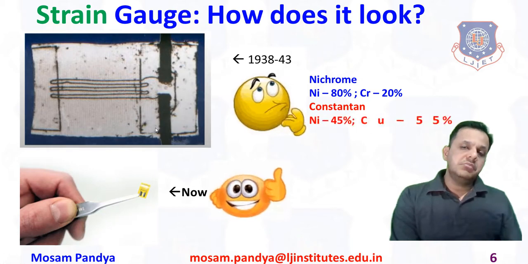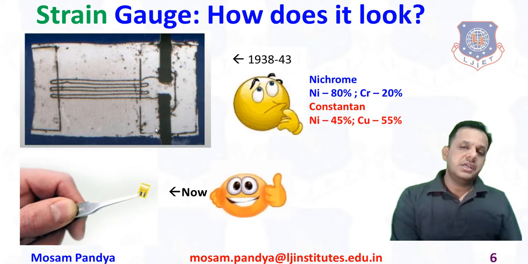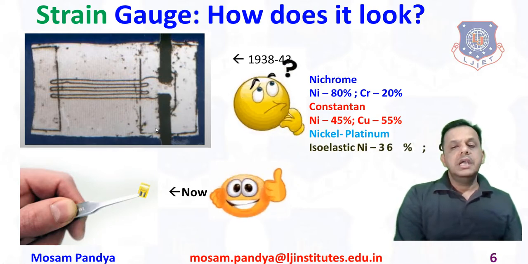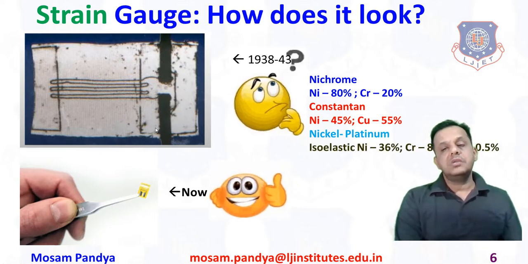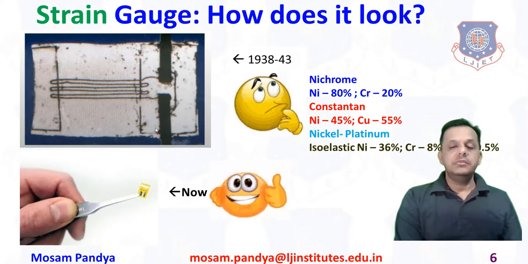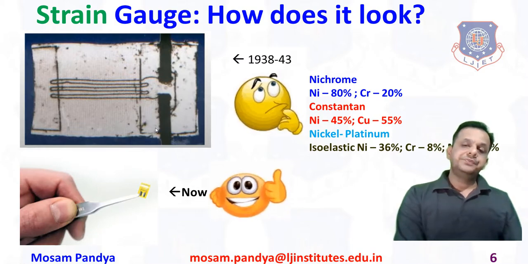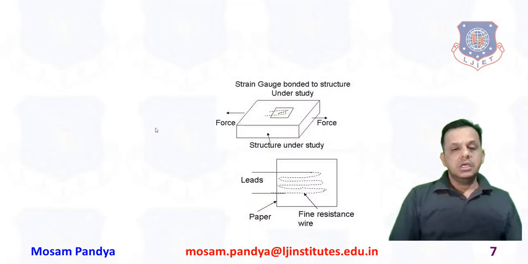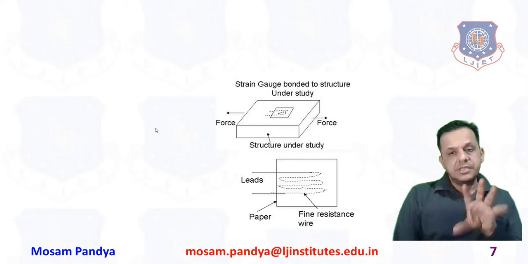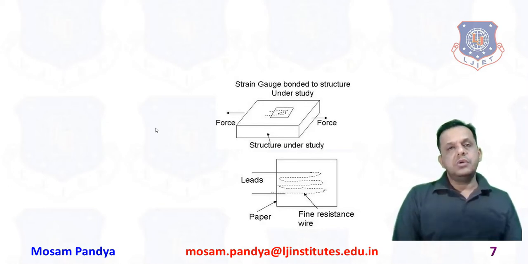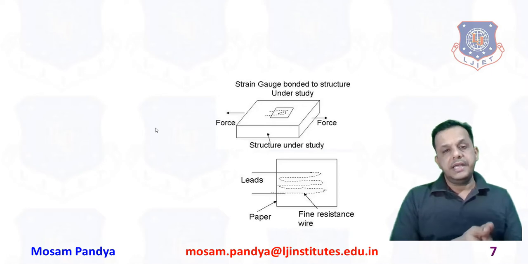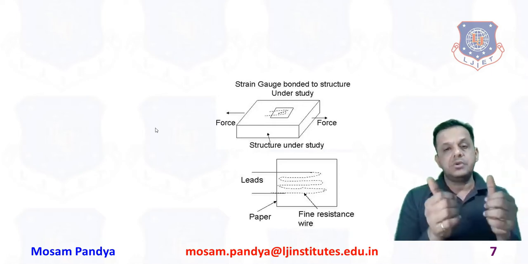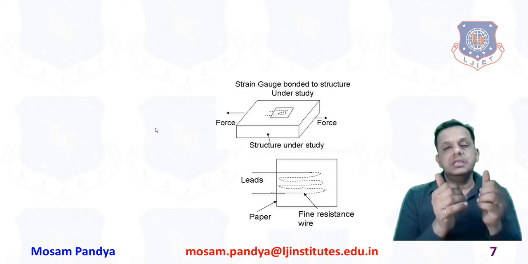So these are some materials and combinations: nichrome, constantan, and nickel-platinum combinations, and the isoelastic combination where we are using nickel, chromium and molybdenum. So our study today will be focused on bonded type and unbonded type of strain gauge, which are actually subtypes of wire wound type strain gauge.